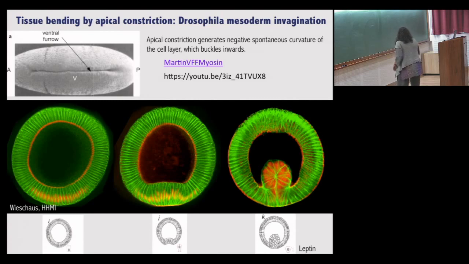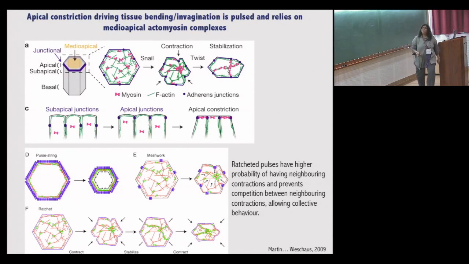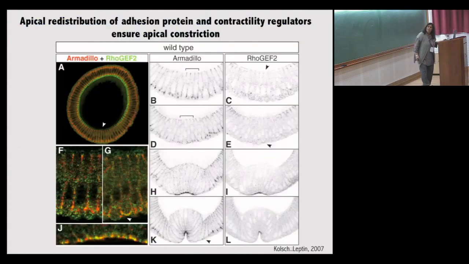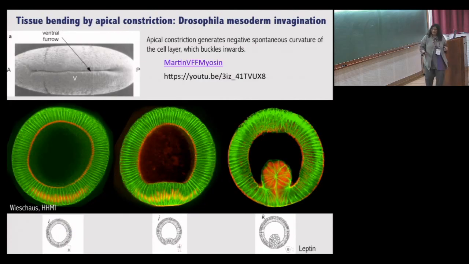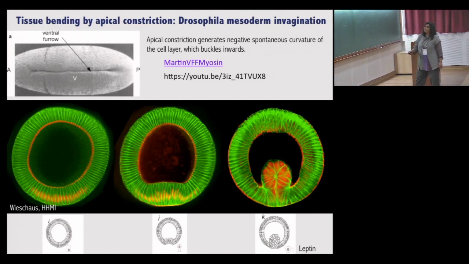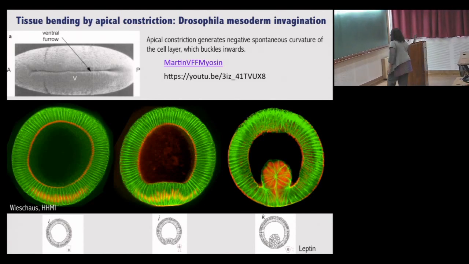So as we saw already yesterday, in order to be able to bend a tissue, you need to constrict the surfaces. In order to generate the kind of curvature you saw in the previous slide, which you can call a negative curvature or a buckling of the tissue, you need to be able to constrict the surfaces that are facing this way, which we call the apical end of the cells.